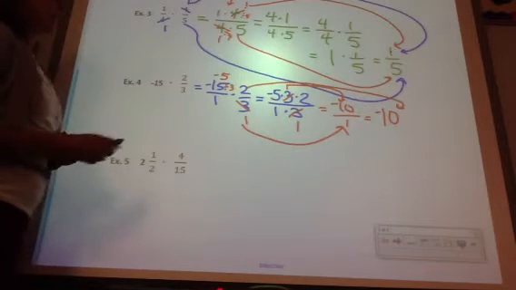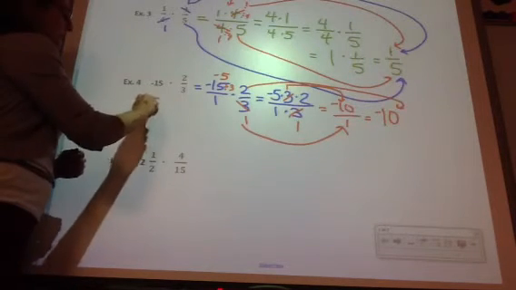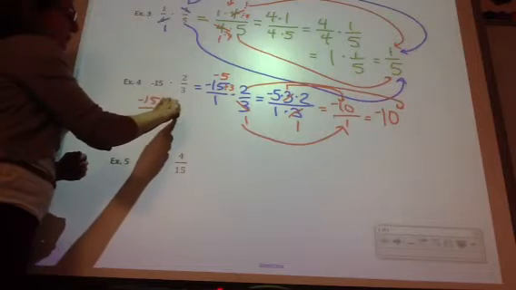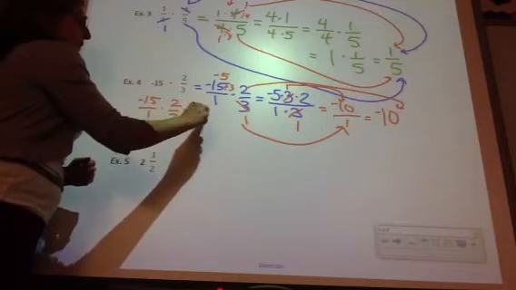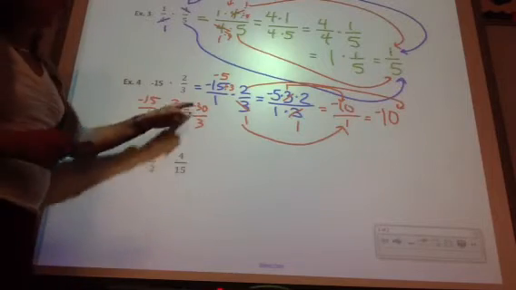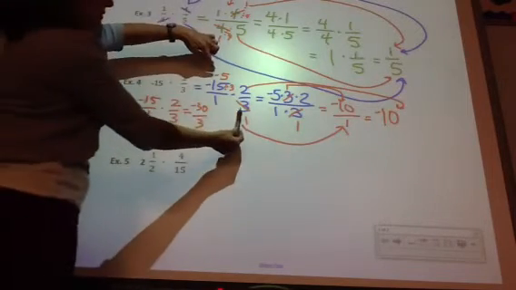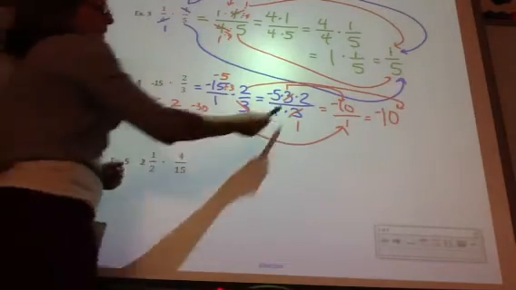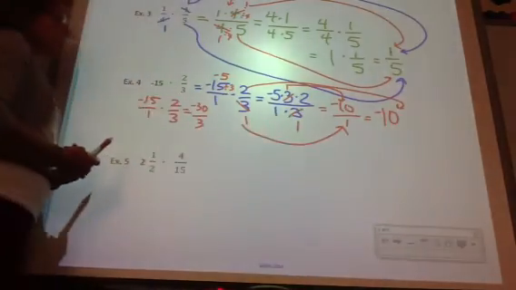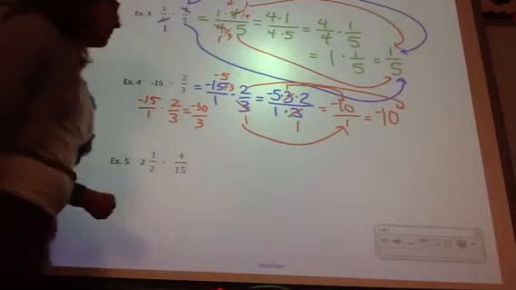And I have people say, well, Ms. Stevens, couldn't I just put that negative 15 over 1 times 2 over 3 and say that negative 15 times 2 is negative 30 over 3? Absolutely, but you got to reduce it. What I'm doing here is going ahead and reducing it here, dividing out the 3, or reducing it here in whichever step I want before I multiply it all back in.